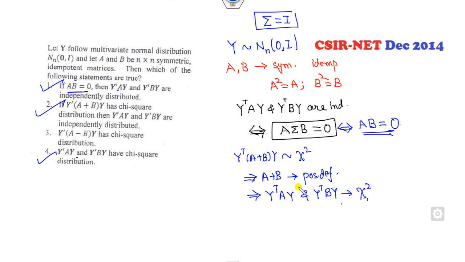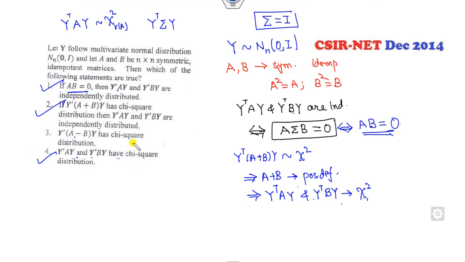And this is again the same, using this same property, because x and y are independent, or this is a chi-square distribution because the mean is 0. You can write this as sigma of y squared, or if you write this in terms of A, it follows the chi-square with rank of A.